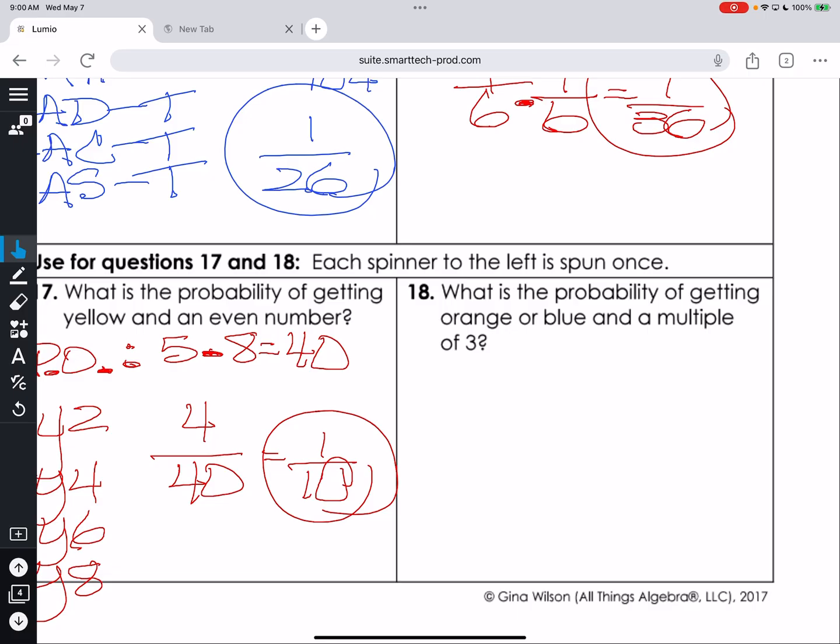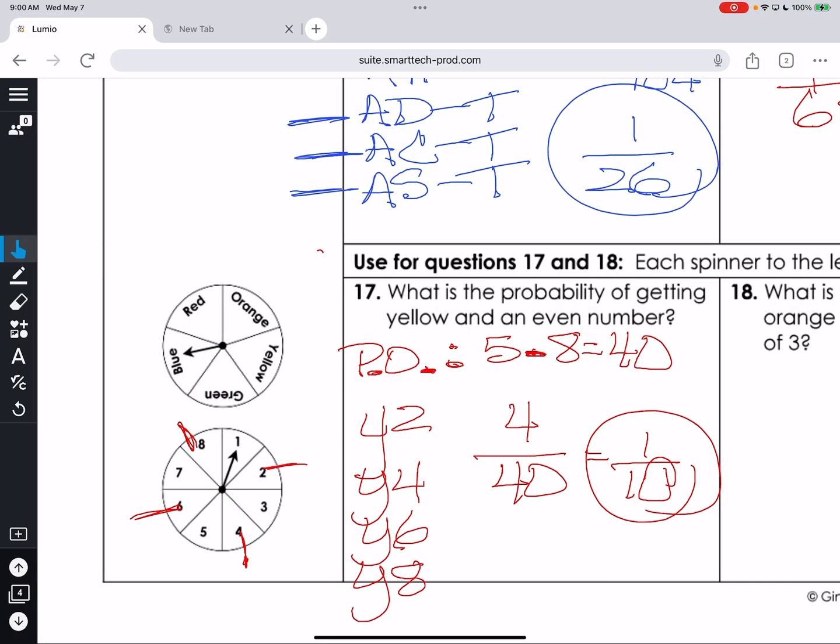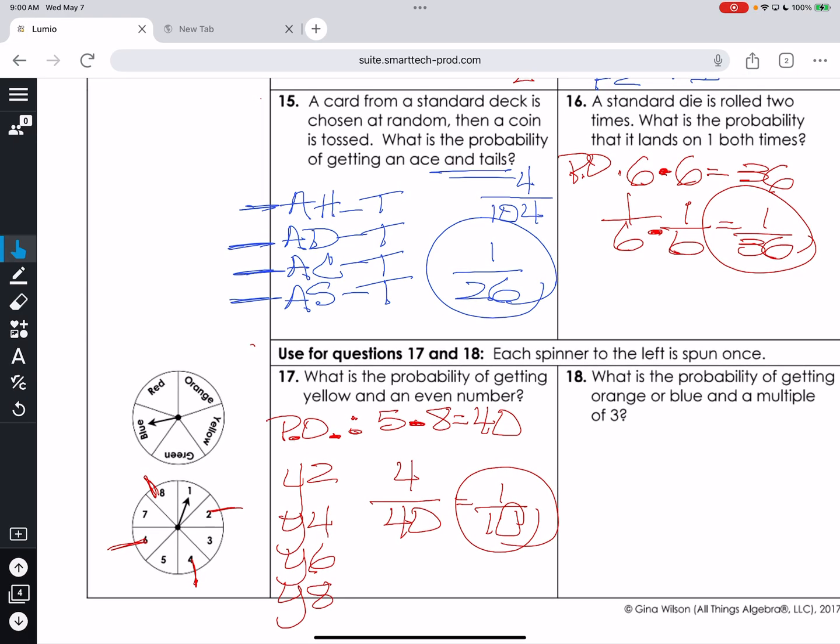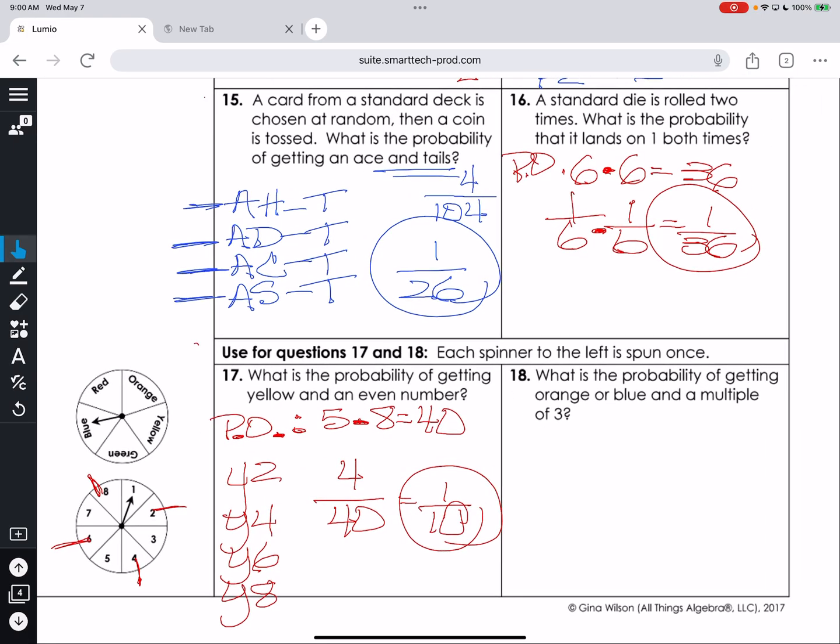Okay, go to the next. Do y'all see that's 40? I see it's 40. All right. We need orange or blue. What do we have for orange or blue? We're going to do it Boyd's way because Boyd's way is going to work. So Boyd, our first event.